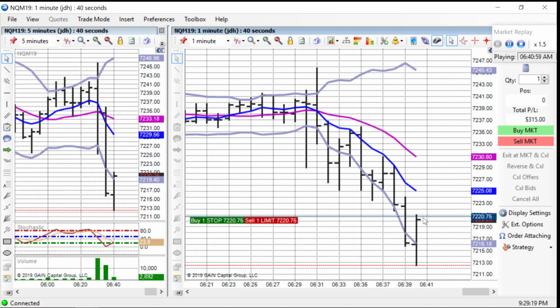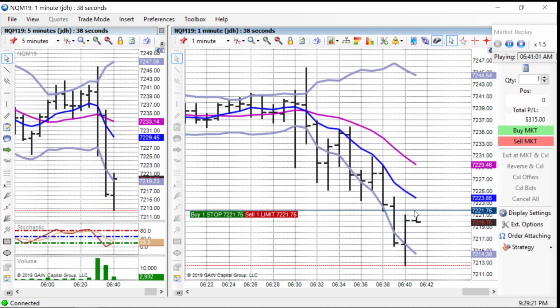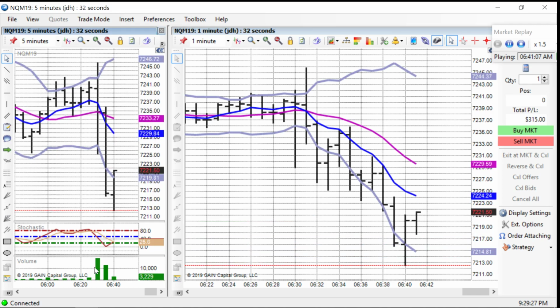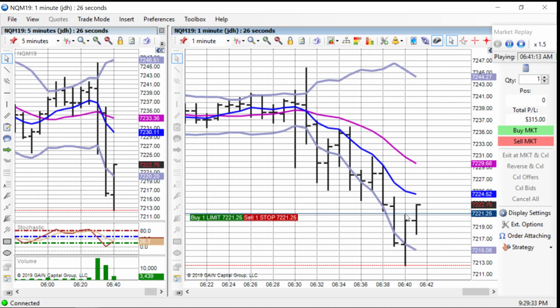So what I'm starting to look for here is a 1, 2, 3 low pattern on the 1-minute chart. See how we got a breakout above previous resistance, the high of the previous price bar.